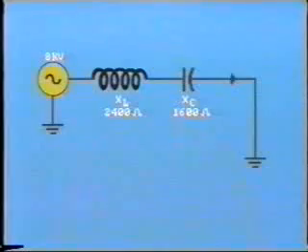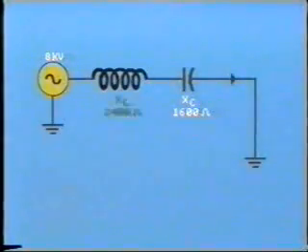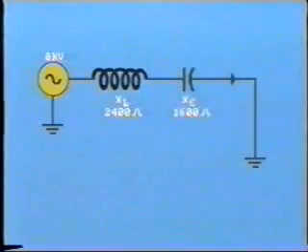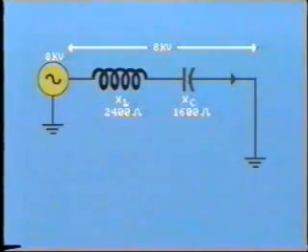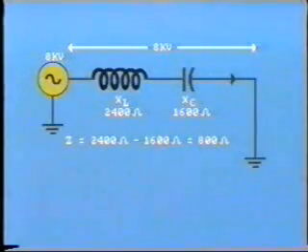You'll remember from your study of electrical fundamentals that the term resonance refers to the combination of inductance and capacitance that can give rise to extremely high voltage levels. For example, look at this simple series circuit. We have an inductive reactance of 2400 ohms in series with a capacitive reactance of 1600 ohms. The voltage across the circuit is 8 kV. The resistance of this particular circuit is negligible. Therefore, the total impedance of the circuit is 2400 minus 1600 equals 800 ohms.